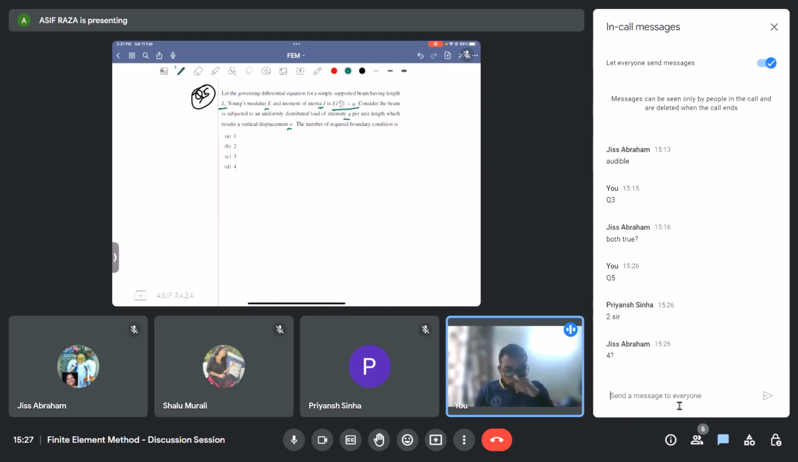Okay, Abraham has said option 4. Yeah, correct answer is option 4. So, how do you get this? If you don't know, I can explain. I'll just take this black one. So we have EI d fourth w by dx fourth equal to Q. This is my governing differential equation, right? So I can write it like this: EI d4w by dx4 minus Q equal to 0.